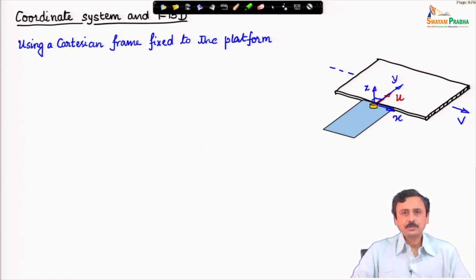First thing is to set up the coordinate system. I have taken the coordinate system x, y, z fixed on the ground, non-moving. This x, y, z is therefore fixed to the platform from where the particle is pushed, and initially at time t equal to 0, the particle is at the origin of this frame.